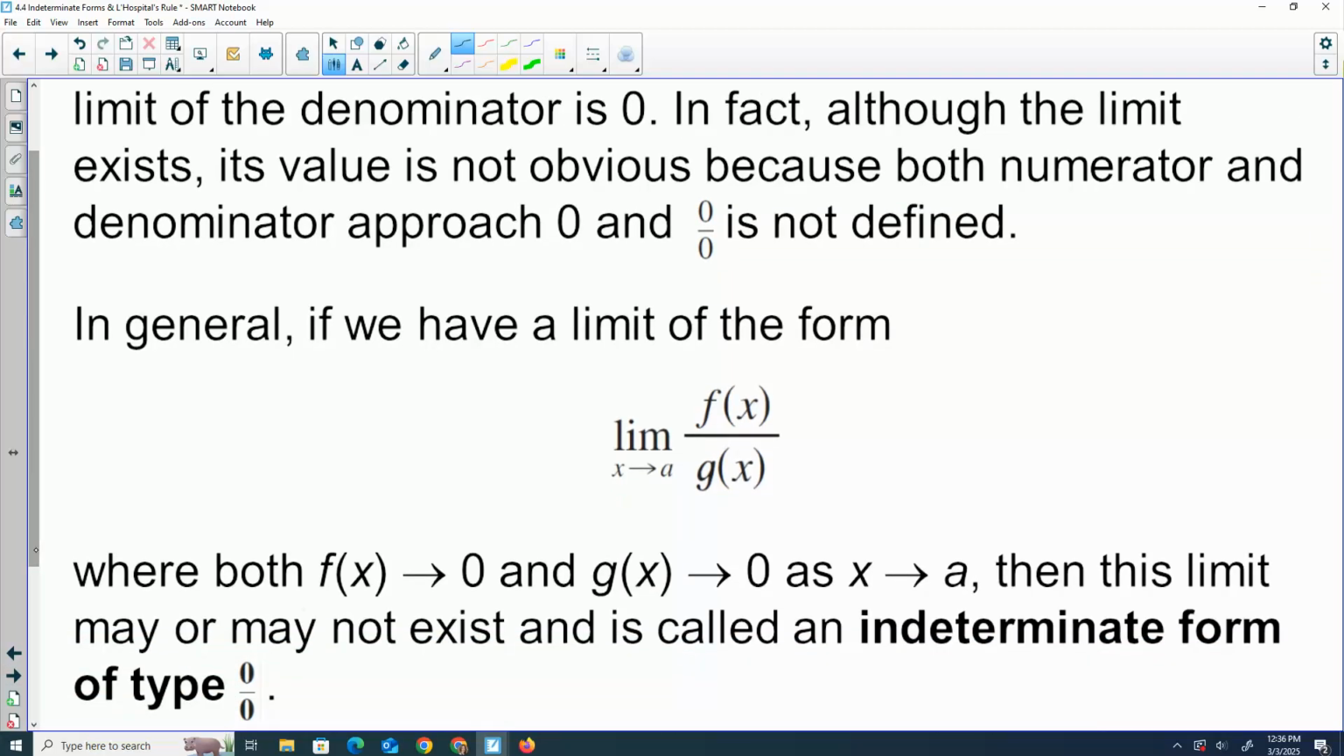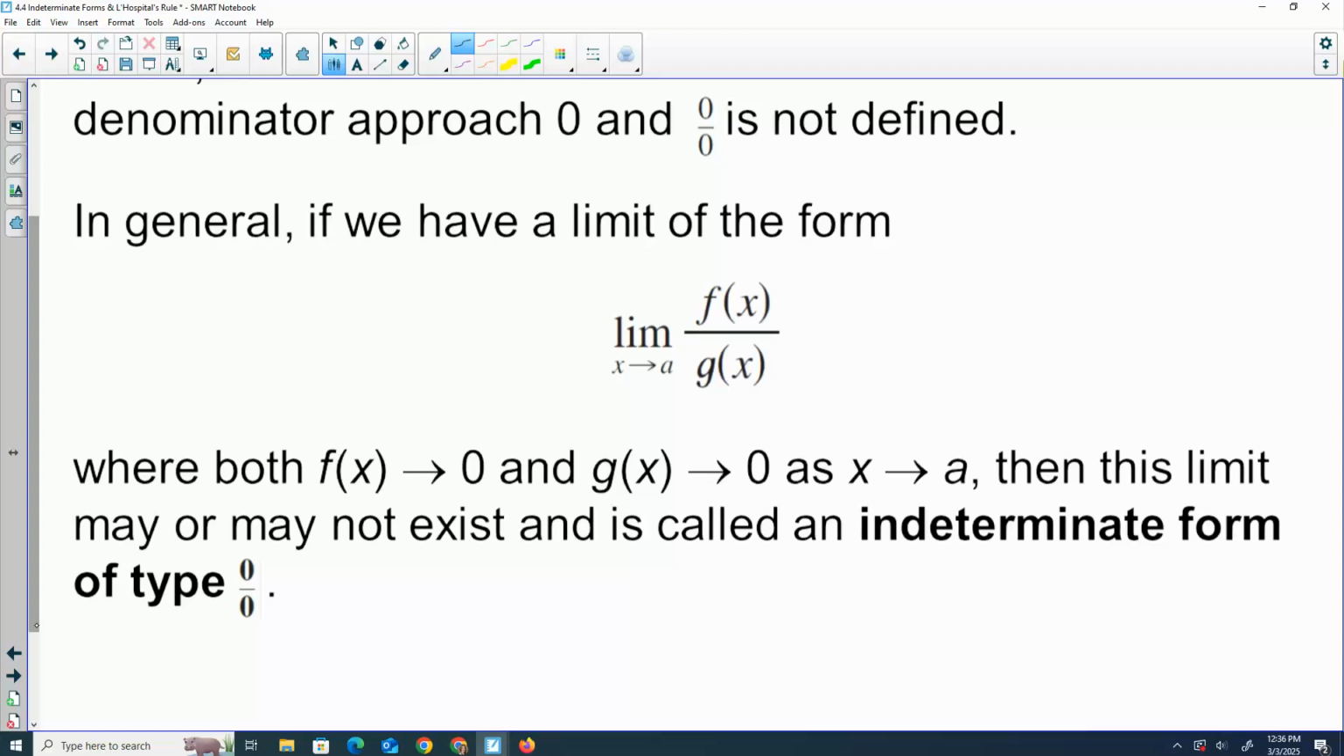So, we can't just evaluate it. But in general, this is called an indeterminate form of type 0 over 0. We are going to have a list of different indeterminates in this section, all different things that we can't simplify. So if we have 0 divided by 0, we do not know what that turns into. It is an indeterminate form. What we are going to do in this case is L'Hopital's rule.